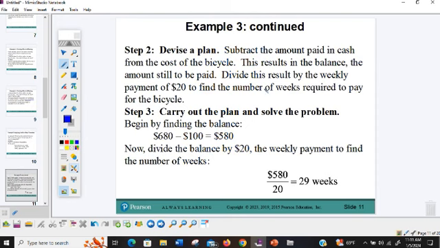Well, if we take the amount of the bicycle and we subtract what we paid, then we'll have the balance. And if we take that balance and divide it by $20, we can figure out the number of weeks. So let's carry out our plan. We start by saying, okay, 680 minus the 100 we put down leaves us with 580. Now we want to take this and divide it by 20 because we're going to pay $20 a week. So if you take 580 divided by 20, you figure out that you need 29 weeks to pay that off.